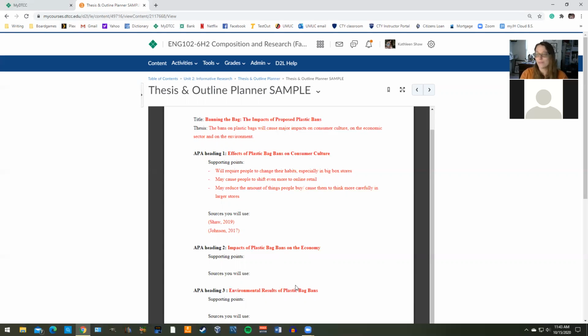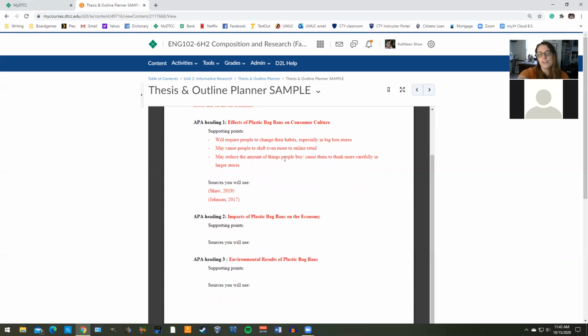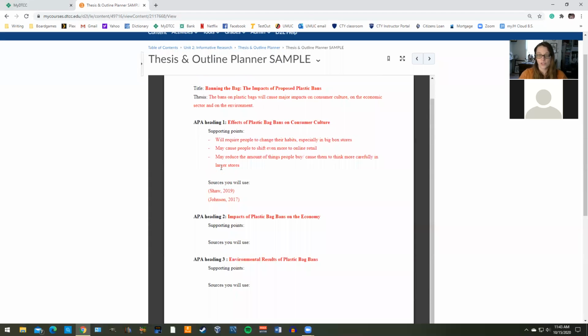You can see that my thesis statement is made up of a collection of the topics I'm going to cover in order. Under this heading, the effects of plastic bag bans on consumer culture, and supporting points, I'm just going to offer some points that I want to make about this topic, the things that I want to include in this section. Here under sources I will use, I just have little short citations of the 4 sources that I found, explaining which of them will belong in the section, which of these will support this idea. And that's it.